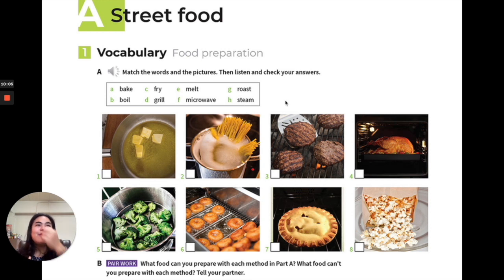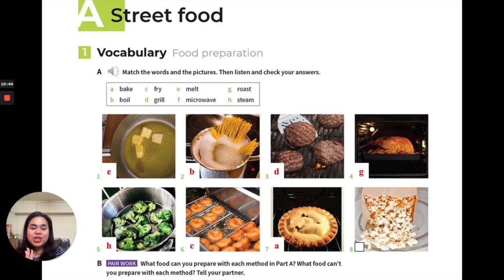These verbs. But if you want to use การทอดไข่, การต้ม, if you want to use it in a noun form, you need to add ing, okay? So bake is baking, boil, boiling, fry, frying, grilling, melting, microwaving, even you can use that. Roasting, steaming, okay? So make sure you know which form of the verb to use, either verb or noun. You add ing, okay? So next. These are the answers shown here, okay? E, B, D, G, H, C, A, F.